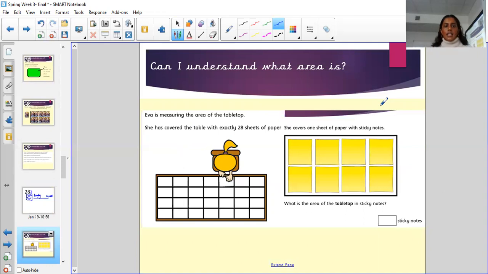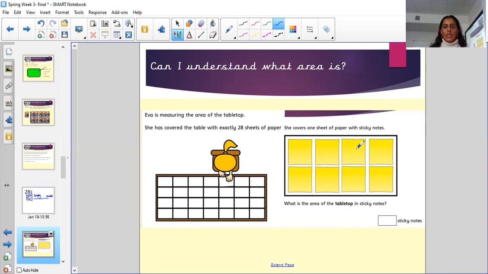Okay, let's have a look at this question. It says Eva is measuring the area of the tabletop. She has covered the table with exactly 28 sheets of paper. She covers one sheet of paper with sticky notes. So the question is asking us, what is the area of the tabletop in sticky notes? So one part here is covered in sticky notes. So how many sticky notes do we have?